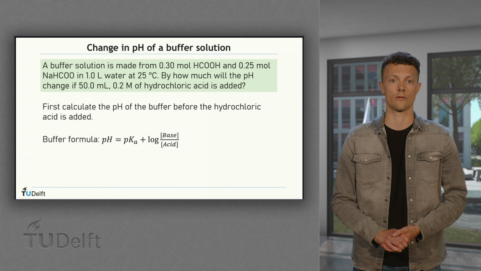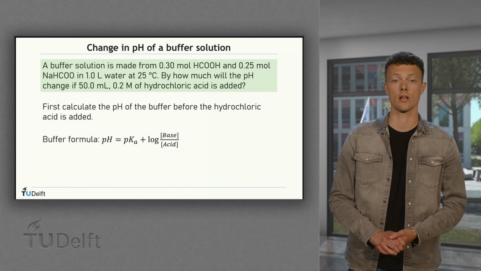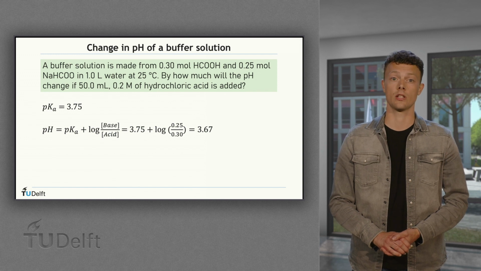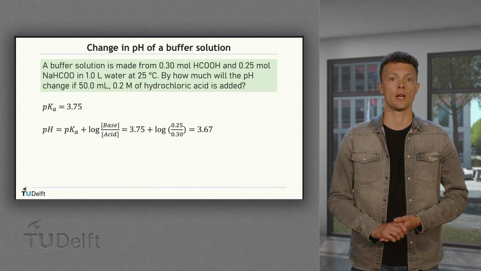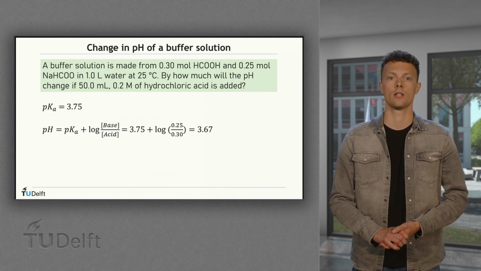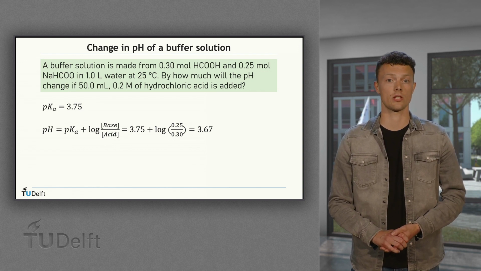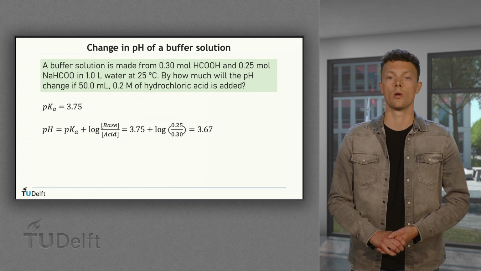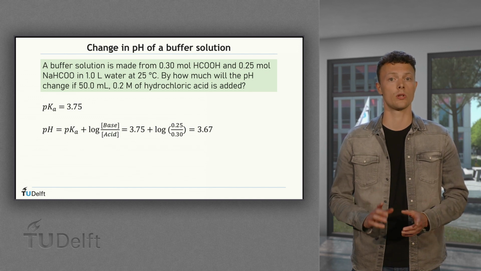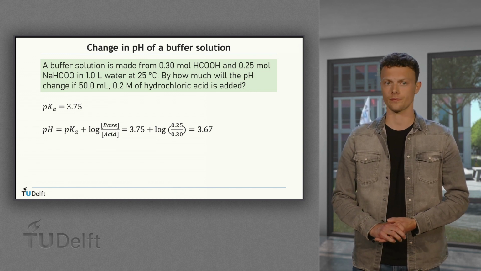This can be done by using the formula pH = pKa + the logarithm of the concentration of base divided by the concentration of acid. The value for pKa can be found easily in any textbook. For the acid-base couple formic acid and formate, this value is 3.75. The concentration of base is 0.25 mol per liter and the concentration of acid is 0.30 mol per liter. When we fill in these values in the buffer formula, we find that the pH of the buffer solution is 3.67. This is the pH before the hydrochloric acid is added.